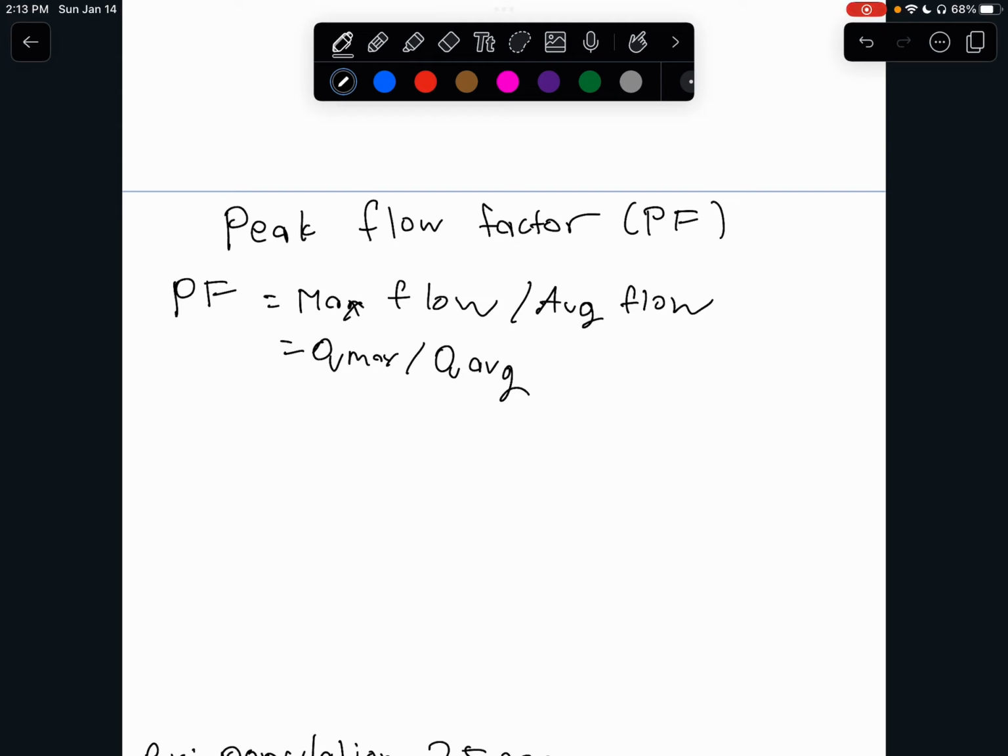As we do our factor, we have to consider different cities, different areas where we live. The peaking factor will change depending on the area you live in. It can go higher, it can go lower. But we can use our empirical formula, PF equals 14 times P, which is our population, to the power of -1/6. So we can use this as well.